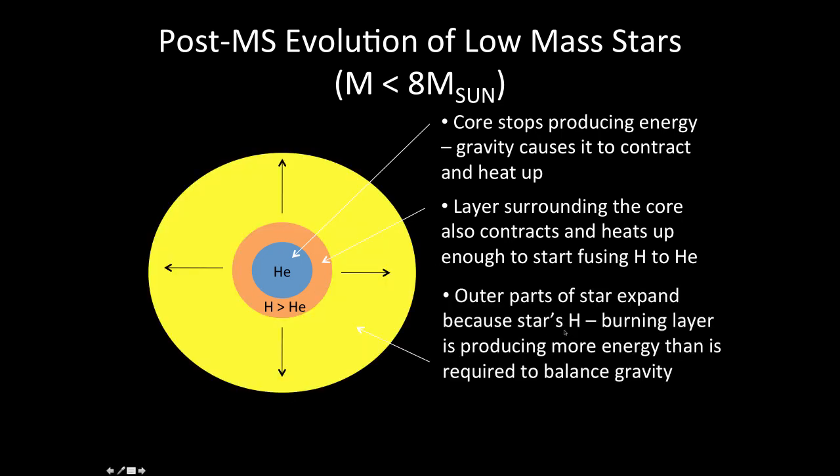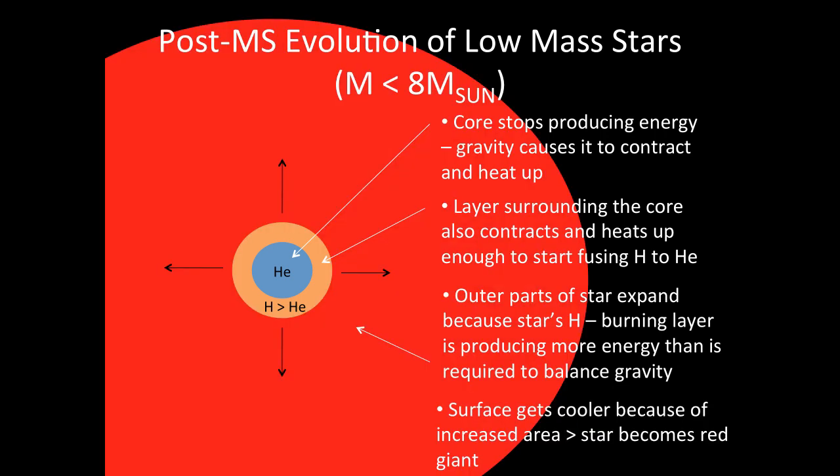The outer parts of the star expand because the star's hydrogen burning layer is producing more energy than is required to balance gravity. That's because the hydrogen burning shell has a much larger surface area and contains more material than the core did. So the outer layers of the star begin to puff out, and they continue puffing out, and as they puff out, they get cooler. You can think of it as the atmosphere having to do work against gravity to expand, and that cools the star down. Since the surface becomes cooler, the star becomes redder. We call the star at this stage of its evolution a red giant.